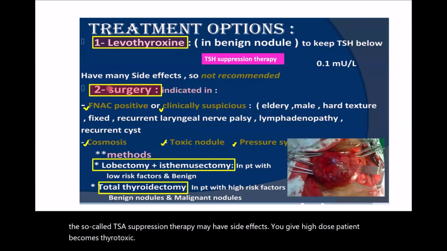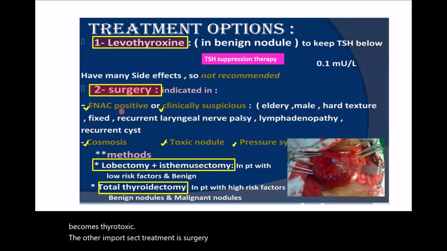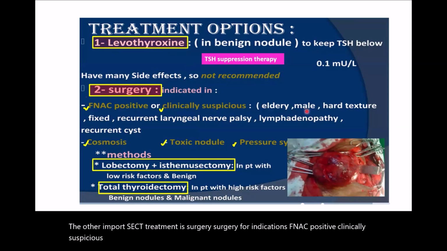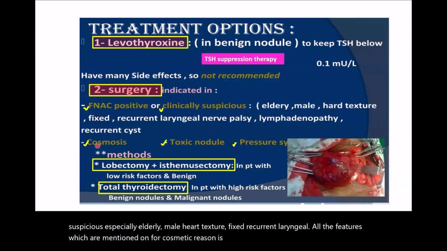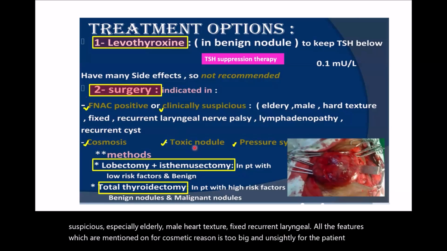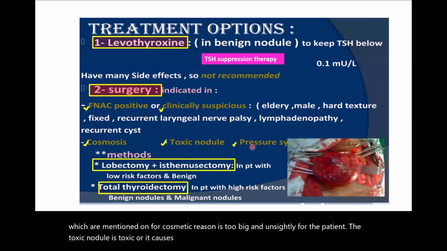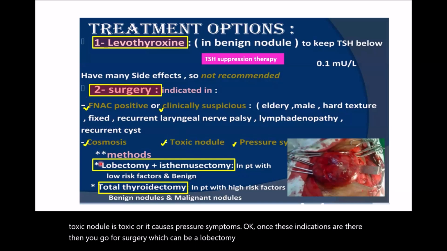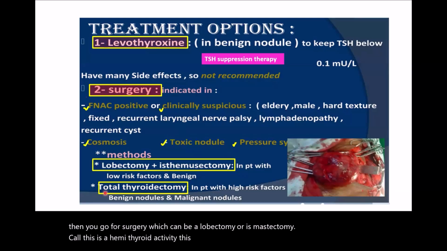The other important treatment is surgery. Indications for surgery: FNAC positive; clinically suspicious, especially elderly, male, hard texture, fixed, recurrent laryngeal nerve involvement, all the features which I mentioned for malignancy; cosmetic reasons, when it is too big and unsightly for the patient; a toxic nodule; or pressure symptoms. Once these indications are there, you go for surgery, which can be a lobectomy, isthmusectomy, or total thyroidectomy. This is a hemithyroidectomy. This is a total thyroidectomy.